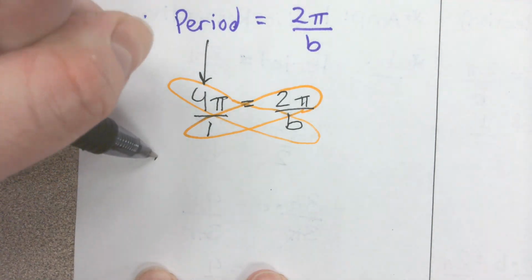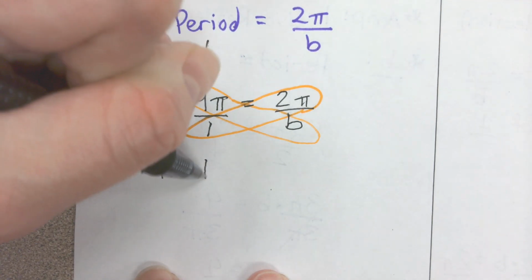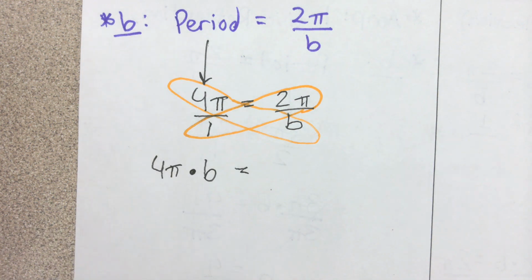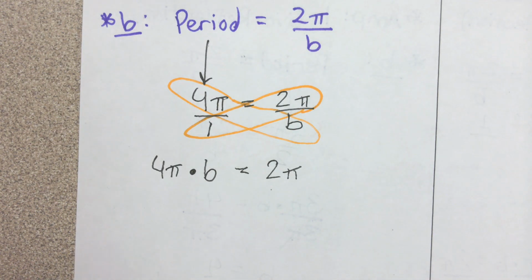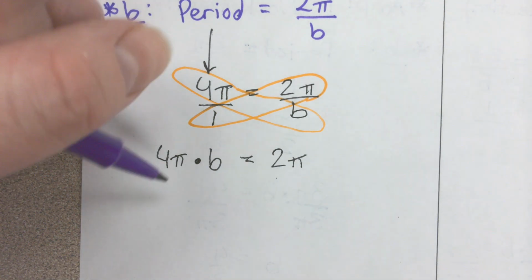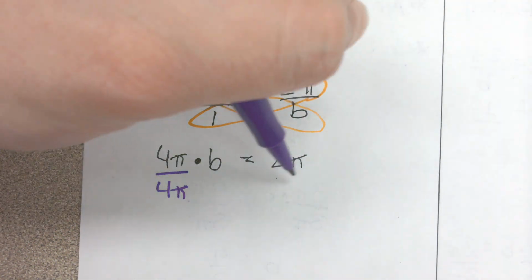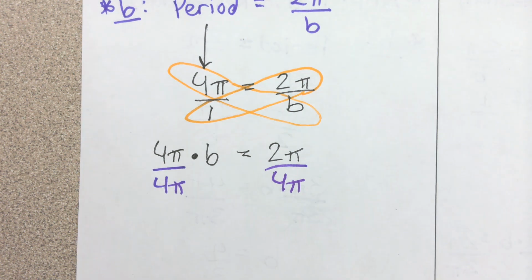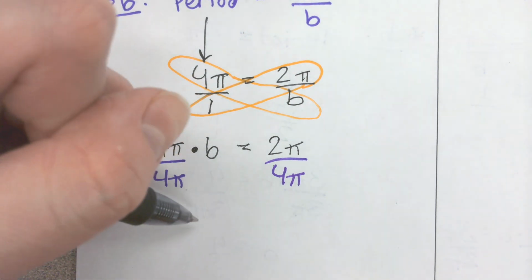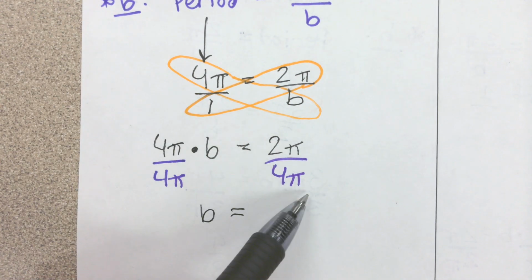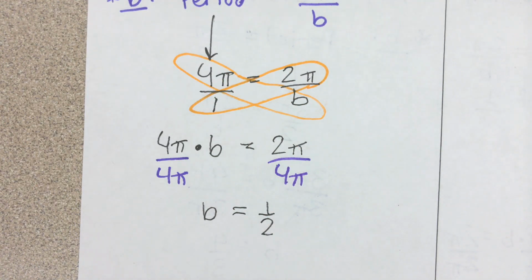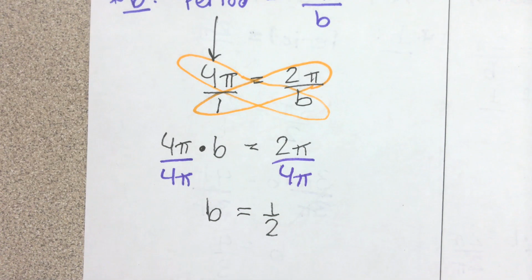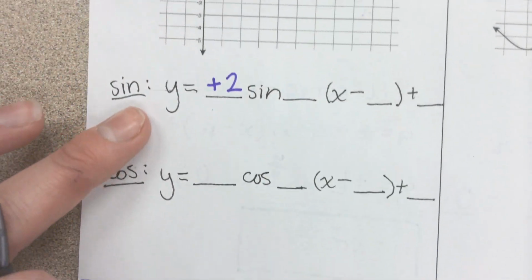Crossing left, we have 4 pi times b equals 2 pi times 1. Well, that's 2 pi. Divide off the 4 pi on both sides. B equals, the pi's are going to cancel, and the 2/4 reduces to 1/2. This time B is just a half. Fill that in above.